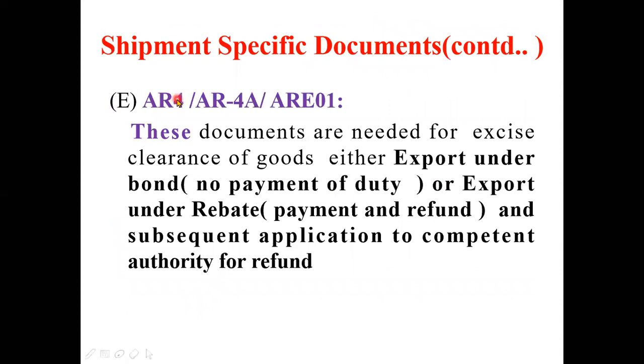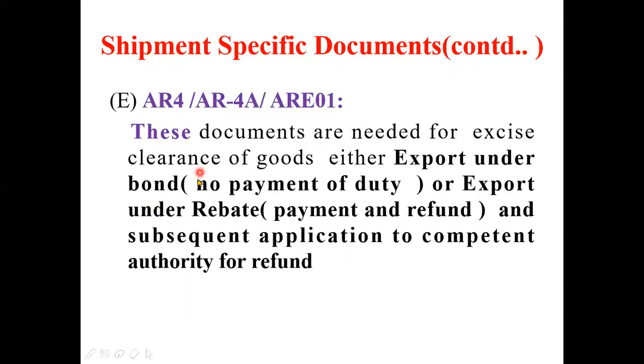Next is the AR4 and AR4A forms. Now, I have told you that in order to get the excise clearance, two forms are needed, either AR4 or AR4A forms. Now, there are two rules: either excise duty need not be paid on exported goods, or the duty may be paid, but it may be refunded afterwards.